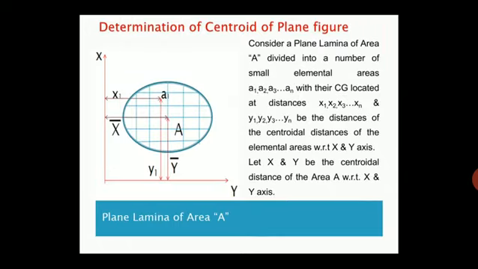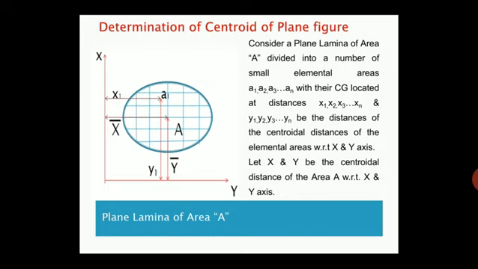So now let's come to the formula by which we can locate the CG. For symmetrical figures it is very easy because the center itself is the CG. But when we have unsymmetrical figures or plane laminars, how can we locate the CG? This derivation will give you the idea for it.